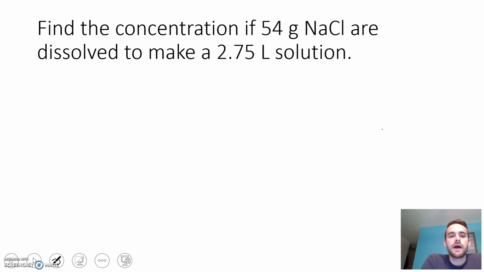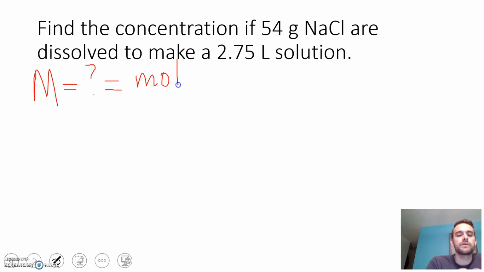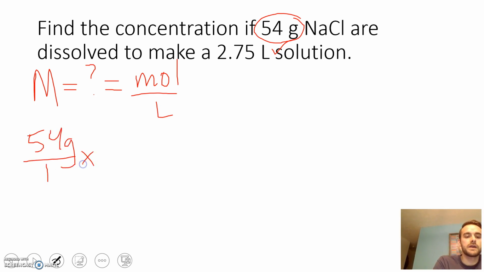Okay, next. If we look here, we're going to find the concentration if 54 grams of sodium chloride are dissolved to make a 2.75 liter solution. Okay, so we know that we're finding again, what is big M? We know that that is moles over liters. If we look, we've got liters, and this, 54 grams, is something that will give us moles. So your first step will be to take 54 grams, toss that over 1, and we're going to multiply by the molar mass of NaCl. NaCl total is going to be 58.5 grams per mole.